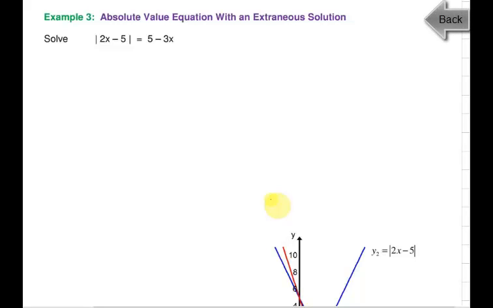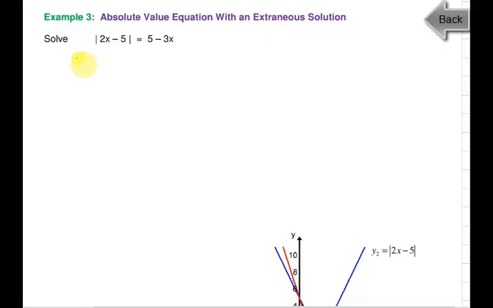Example 3, absolute value equation with an extraneous solution. Remember, extraneous means that even though it appears as a root when you solve, when you actually go to verify, it doesn't work. Okay?